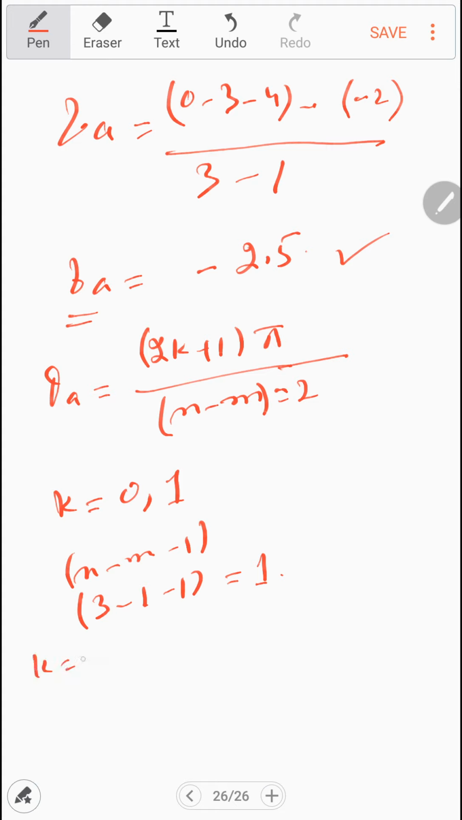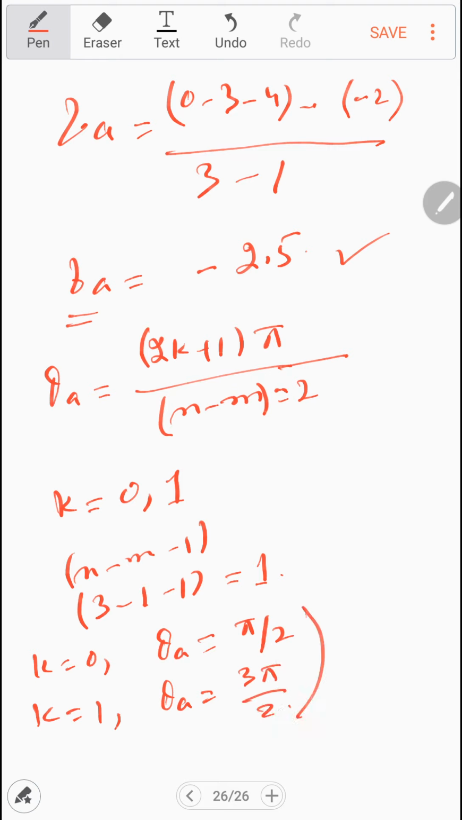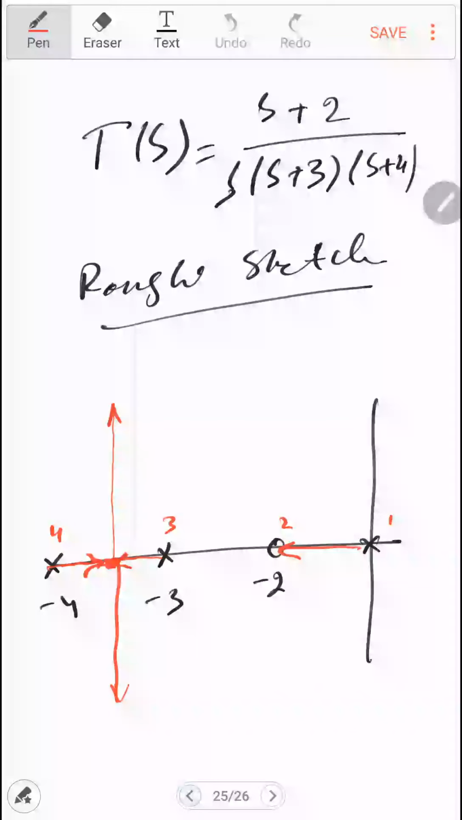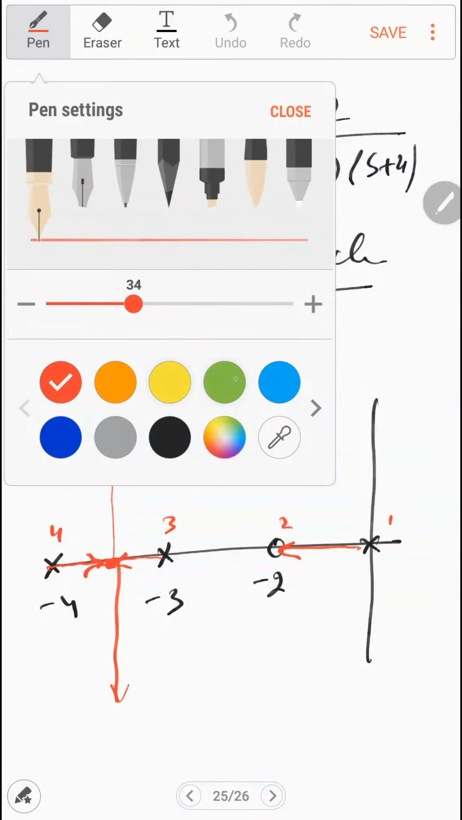So when k is equal to 0, then theta A will become equal to pi by 2, and when k is equal to 1, then theta A will become equal to 2 plus 1, which is 3, so this will become 3 pi by 2. Now we have found the directions as well as the intersecting point, and let us plot this one again. So now let us correct this one.